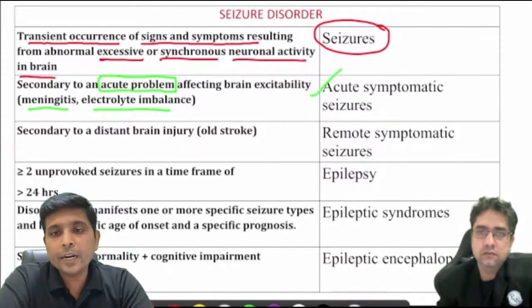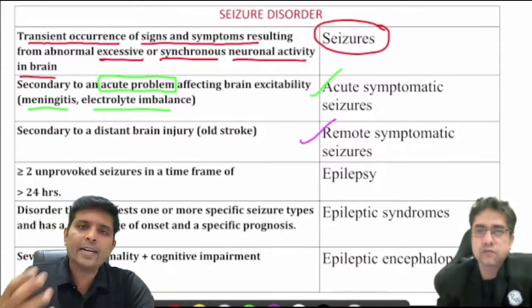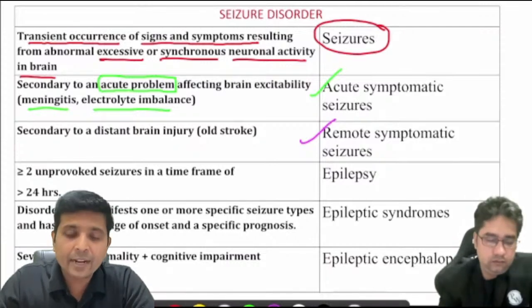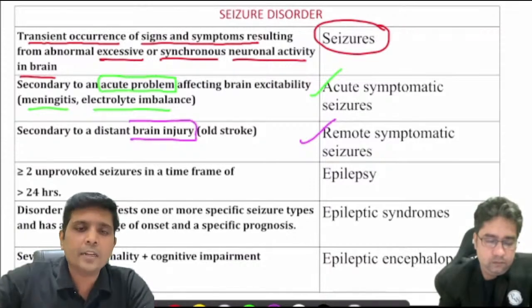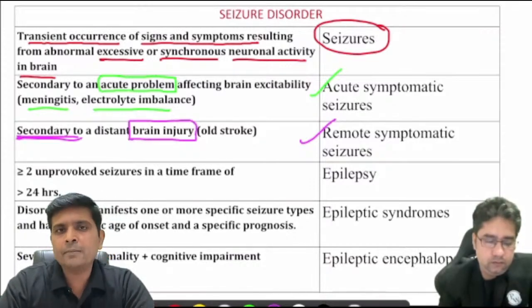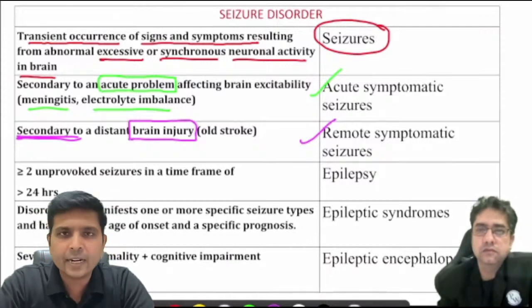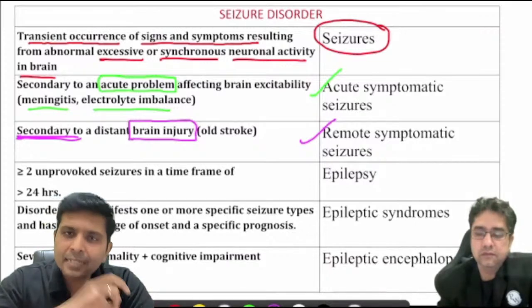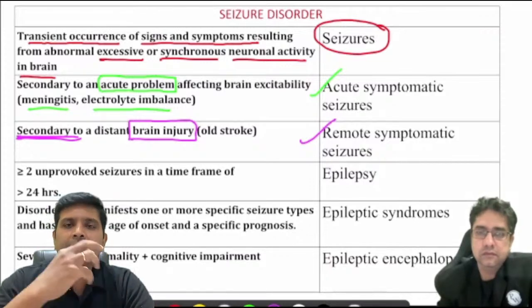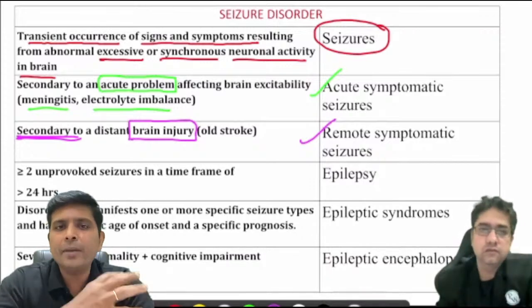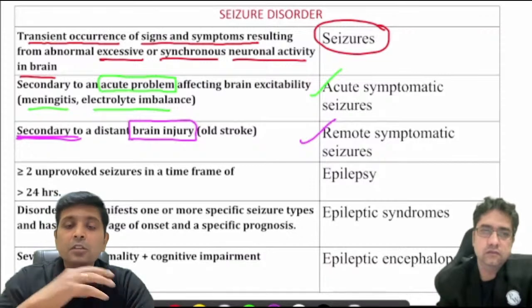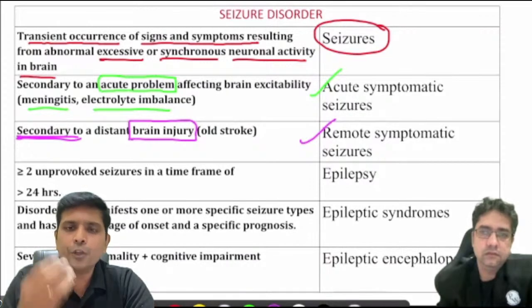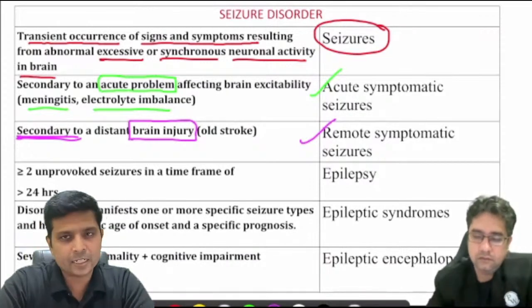What do you mean by remote symptomatic seizures? You might have had an injury, or a stroke, or a hypoxic ischemic encephalopathy in the newborn period. During that previous episode of brain damage, there would have been some structural damage to the brain. As a result, that particular part of the brain will be abnormal and throwing seizures. This is called remote symptomatic seizures. Here, you can't treat the etiology. You need to give anti-seizure medications.